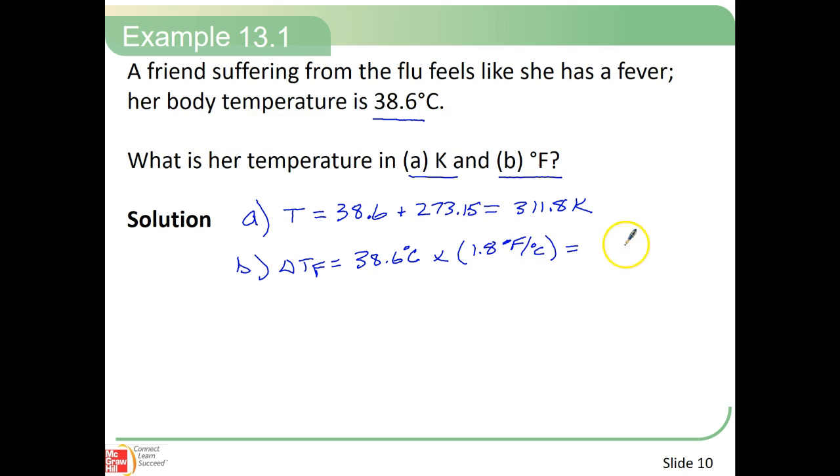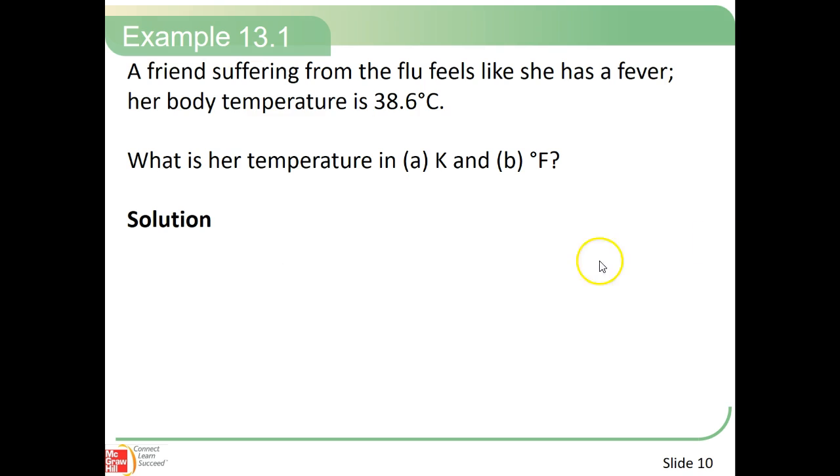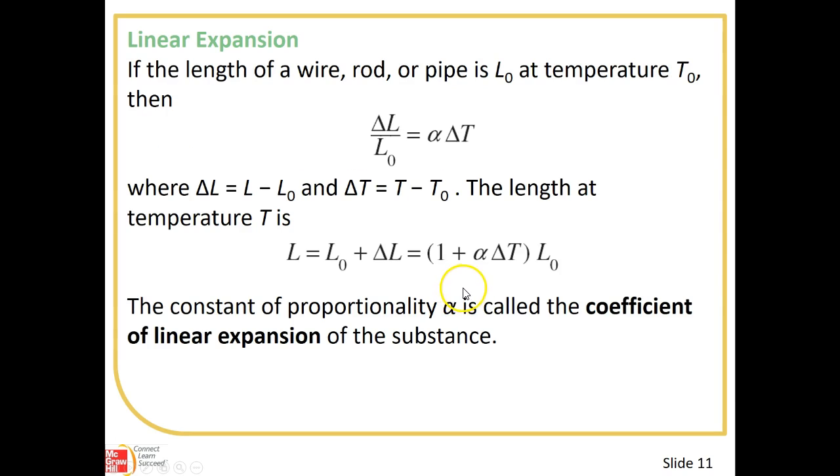and that gives us a temperature change of 69.5 degrees Fahrenheit. And then all I have to do is add 32 to that in order to get my total temperature. So her fever is 101.5 degrees Fahrenheit, enough to keep her away from school and away from others since she's got the flu. Next one is linear expansion.